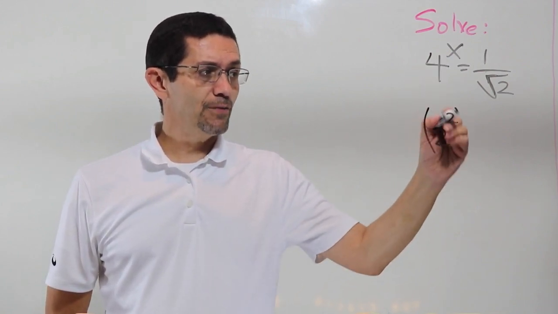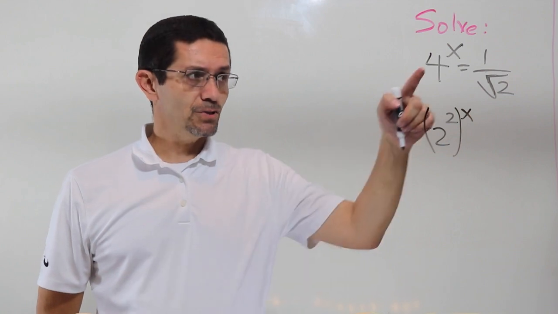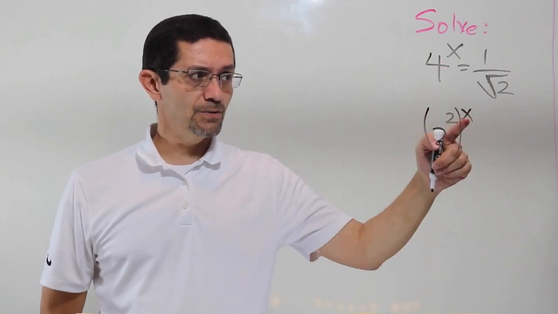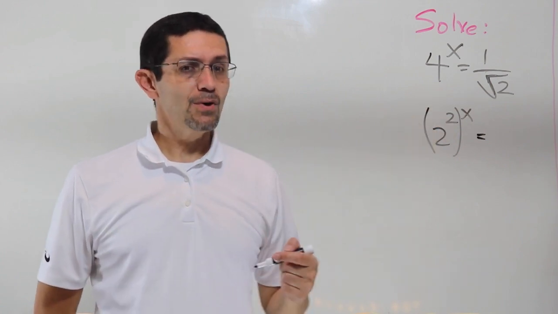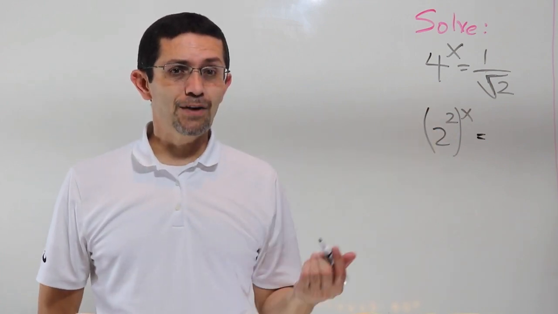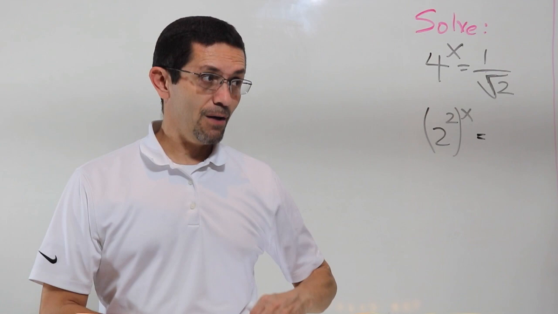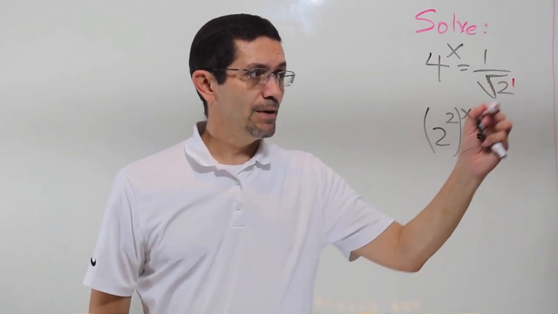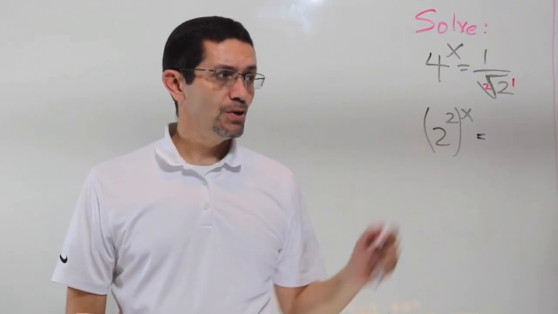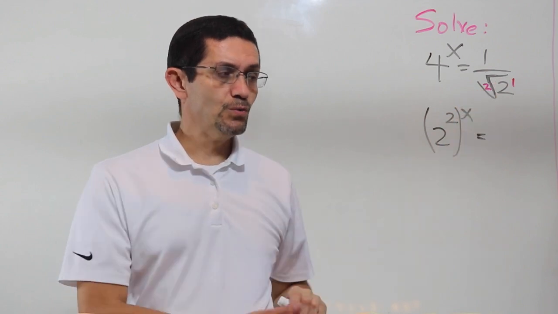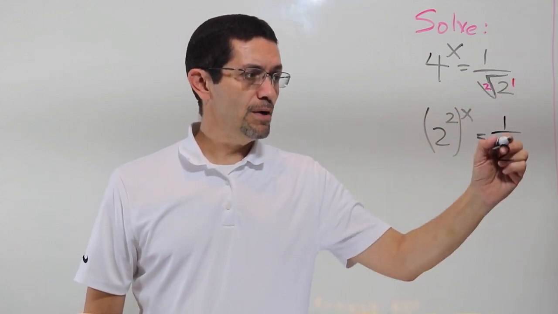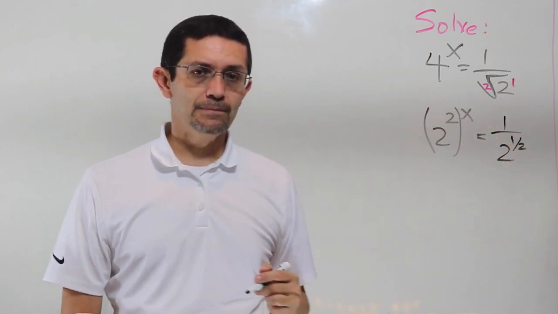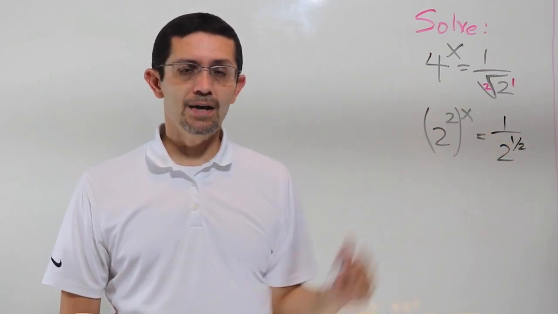But I also have an x on the outside. So instead of the 4, it's 2 squared, with x on the outside. Square root of 2, I need to write that as a rational exponent, which means a fraction. So my exponent for that one is 1, and my index is 2. So that square root of 2, I'm going to write it as 1 over 2 to the 1 half. All right, so that square root of 2 is 2 to the 1 half.